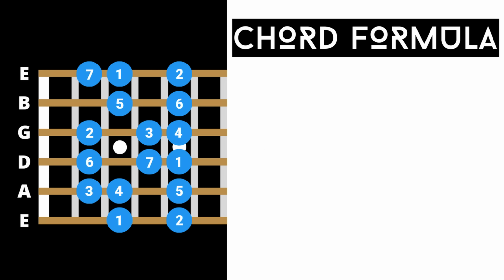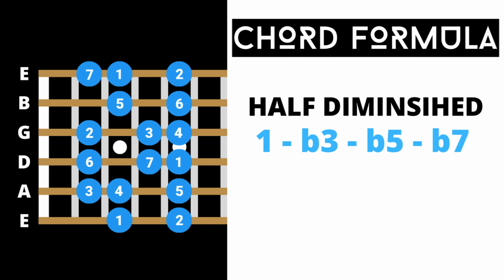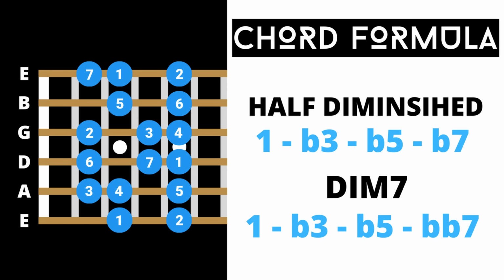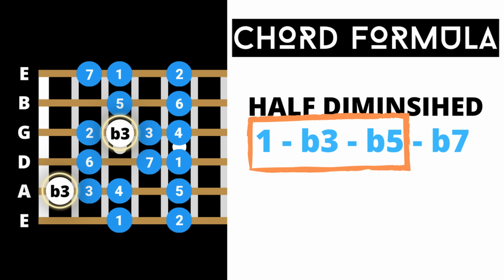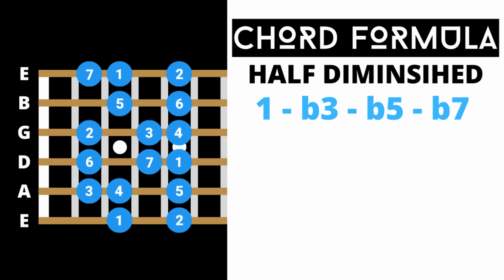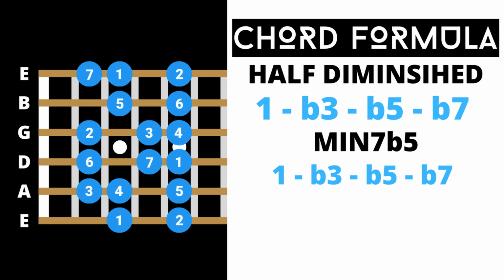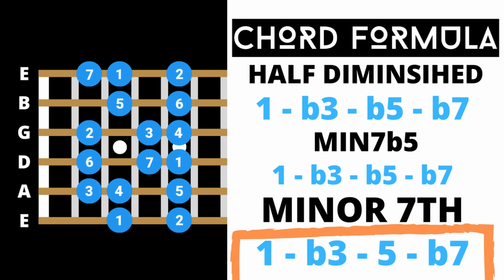We also have what's known as a half diminished chord. The chord formula for this would be the same as a fully diminished 7th chord, so 1, flat 3, flat 5, double flat 7, but instead of a double flat 7, we would simply have a flat 7, so 1, flat 3, flat 5 and flat 7. Another common way you will see this named is a minor 7 flat 5, as essentially it is the same as our previously learnt minor 7th chord, so 1, flat 3, 5 and flat 7, but the 5th has been flattened.